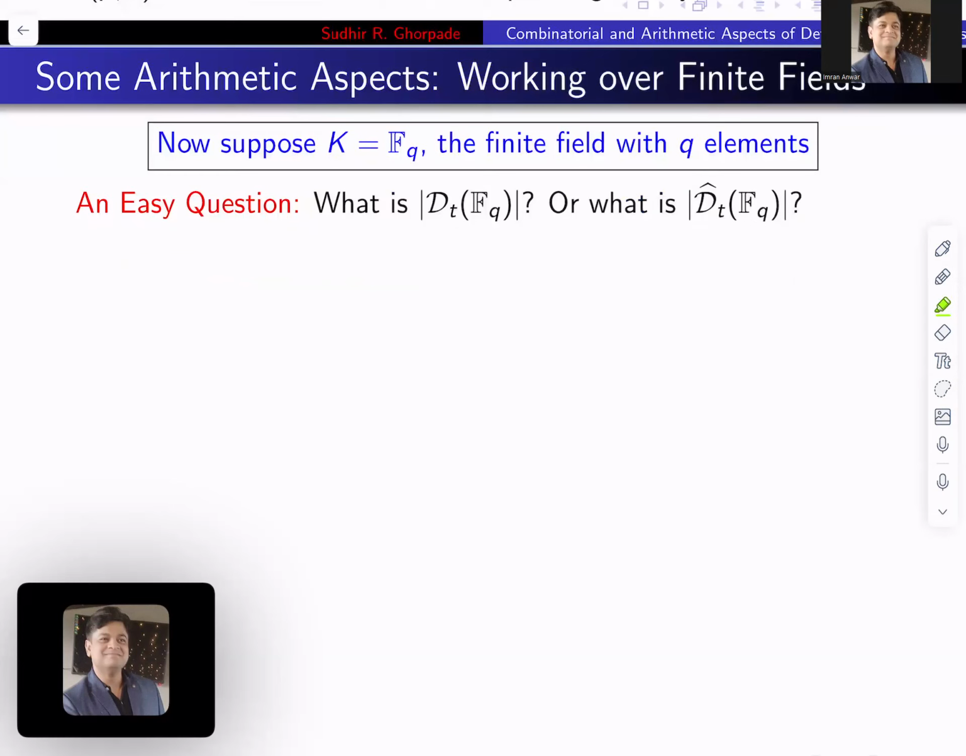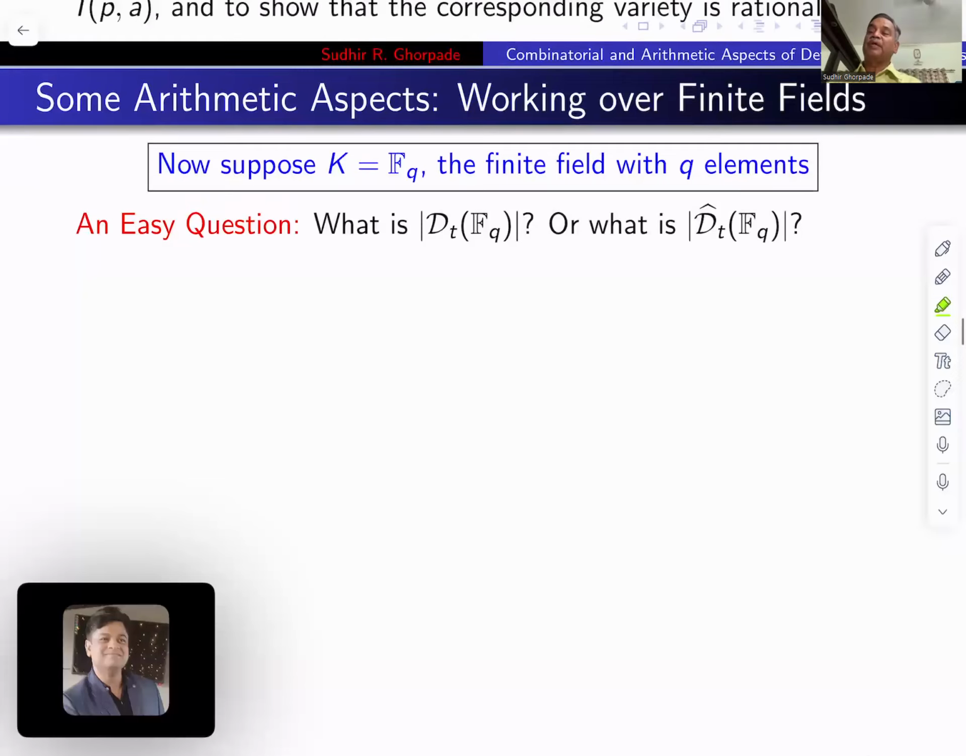Professor Sudhir, there are some young students, so probably it would be great to hear the definition of Hilbert function and Hilbert series for them, just to quickly remind.